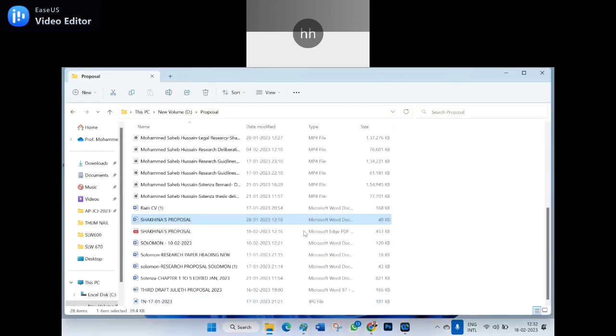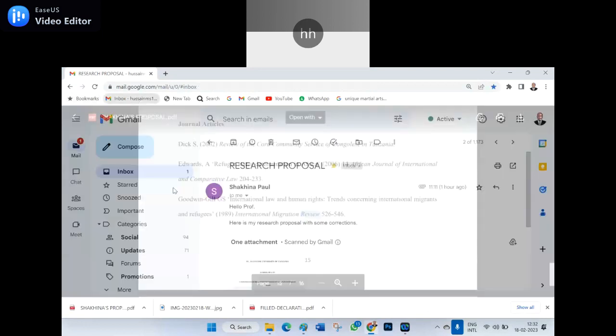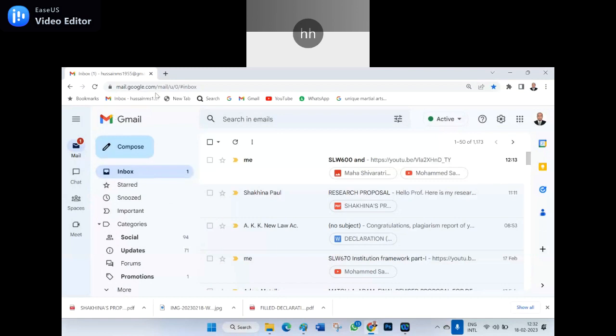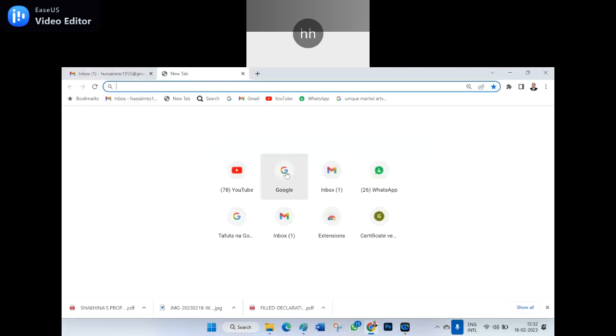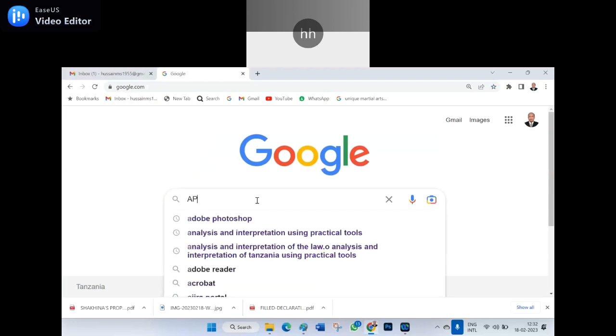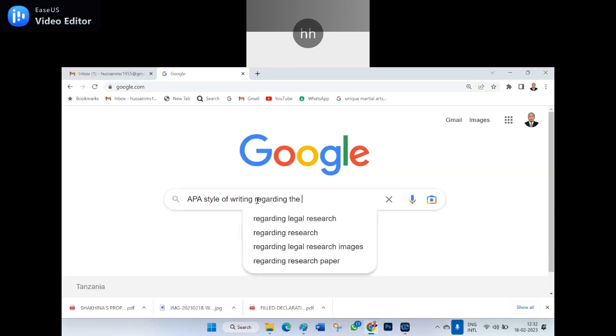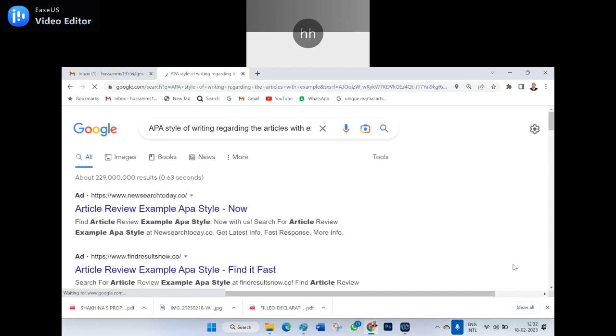So if you happen to see, let me show you the thing. Here, this is the article, and let me check what it comes. Yes, let me check it here. APA means it's a style of writing, American Psychological Association, APA style of writing regarding the articles. With example. So article review example of the APA style.